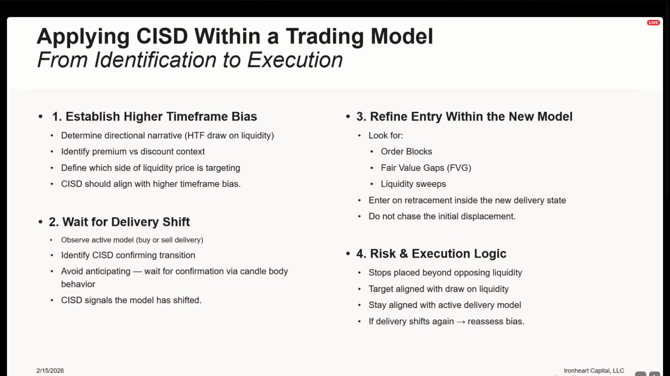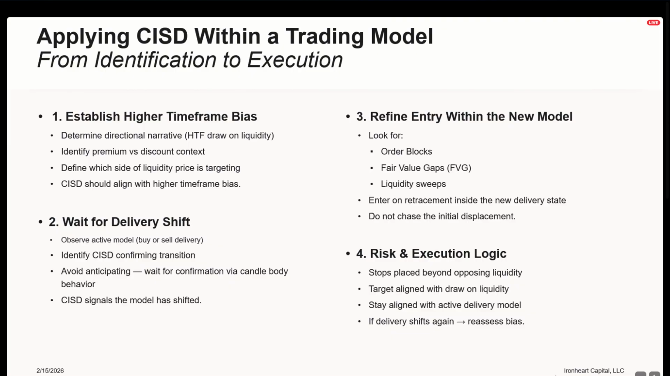Higher time frame is always going to rule, right? If you are in a weekly or monthly sell model, price is going lower. So it does not matter if you are on the 5-minute chart and there is a 5-minute change in the state of delivery to the upside, because the only thing that is doing is allowing price to reprice higher so that you can get into shorts for price to go lower, right?